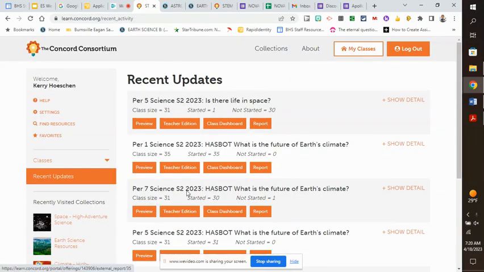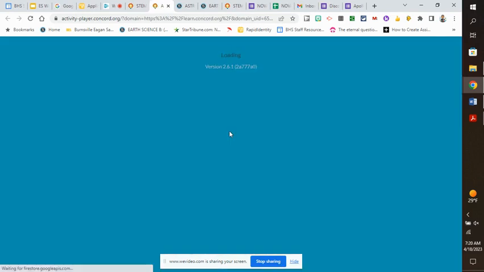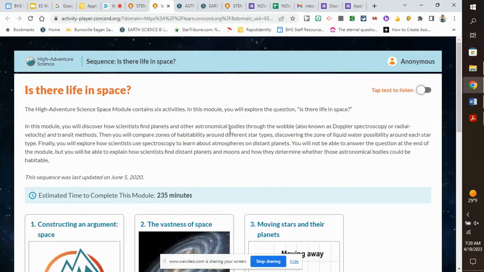Now this is my dashboard. You can see that I have your classes here, and the one we're doing is called Is There Life in Space? So I'm going to go ahead and just click the preview button. You can see that some students have already begun this. Okay, we start off with the first page, Is There Life in Space?